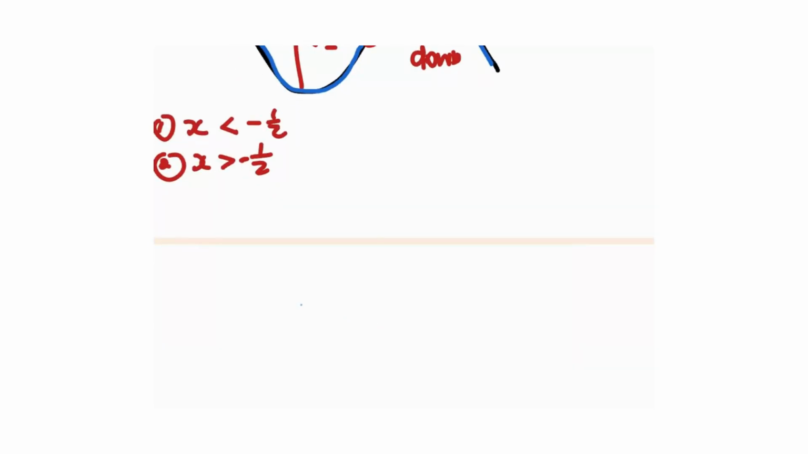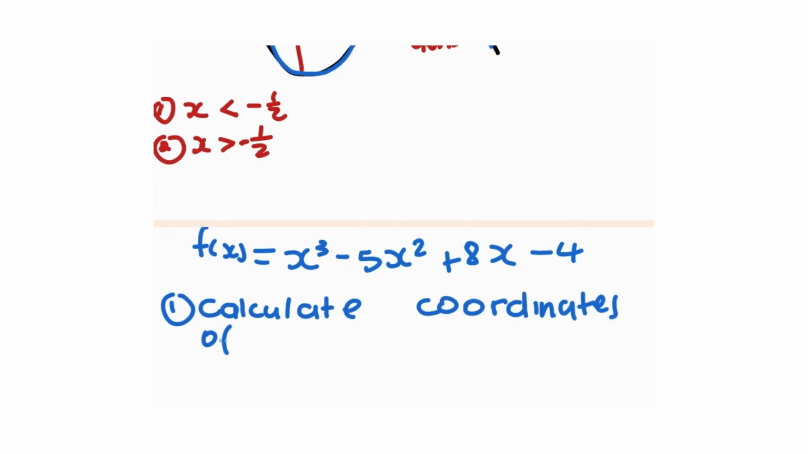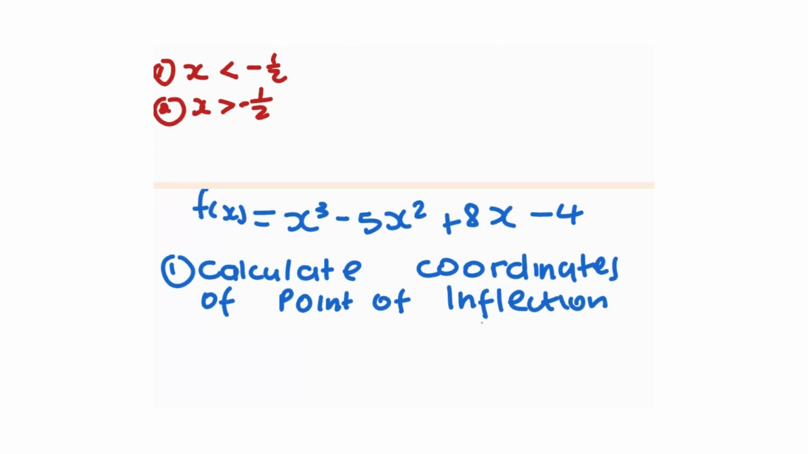And then being given the equation of a graph, let's say f(x) is x cubed minus 5x squared plus 8x minus 4. We are being given this equation and they ask us to calculate the coordinates of the point of inflection.